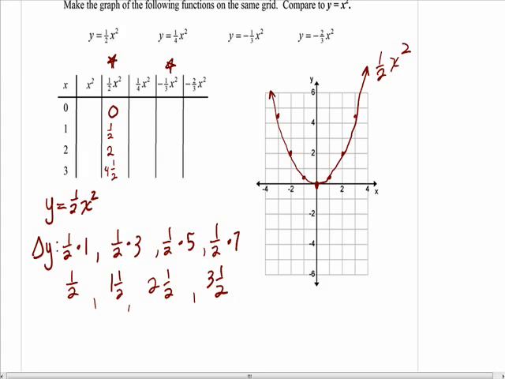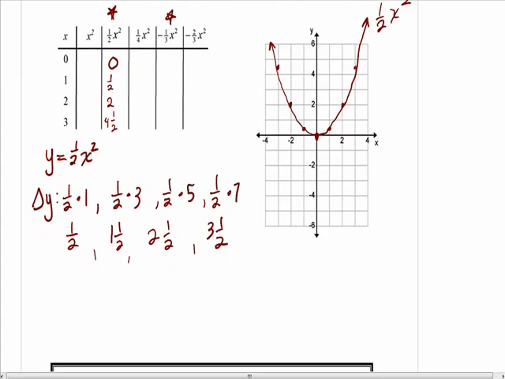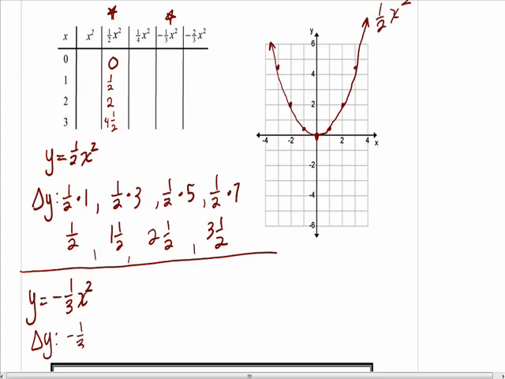Okay, let's do another one. Let's write it down below. y equals negative 1/3 x squared. So now when I'm doing my delta y pattern, I'm going to have negative 1/3 times 1, negative 1/3 times 3, negative 1/3 times 5.